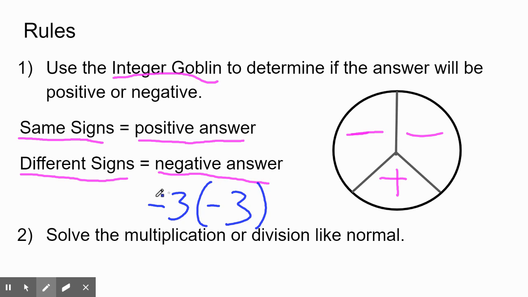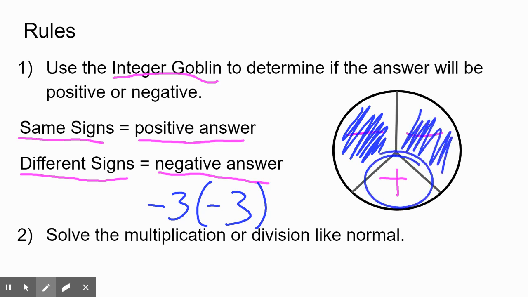Well, I see my first number here is a negative, so I'm going to fill in one of the negative spots. I see my second number is also a negative, so I'm going to fill that in as well. And I'm left over with a positive. So that tells me my final answer will be a positive number. And then all I have to do is multiply. 3 times 3 gives me 9. So the only step that's changing when it comes to multiplication and division is figuring out your sign.